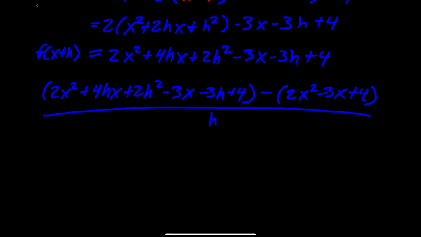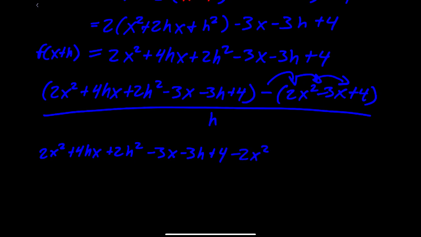So from here, we're going to distribute this negative. And after distributing that negative, we are going to combine all the like terms that we can. So let's drop these parentheses and we end up with 2x squared plus 4hx plus 2h squared minus 3x minus 3h plus 4. But now the negative comes in, so negative 2x squared plus 3x minus 4. And don't forget, again, there's all over h.